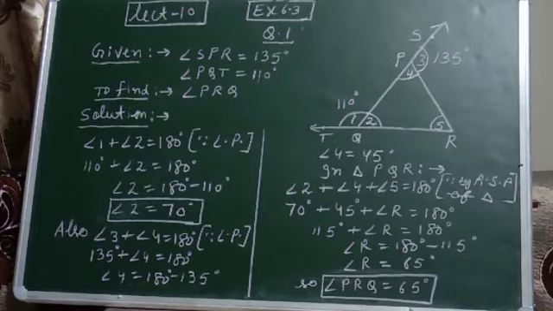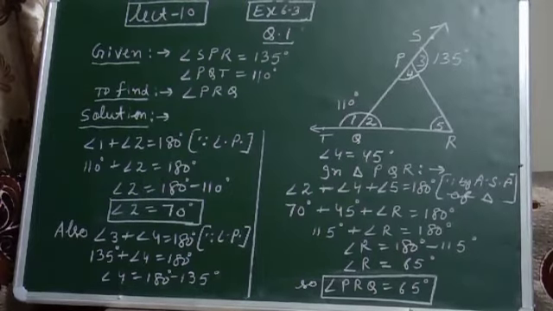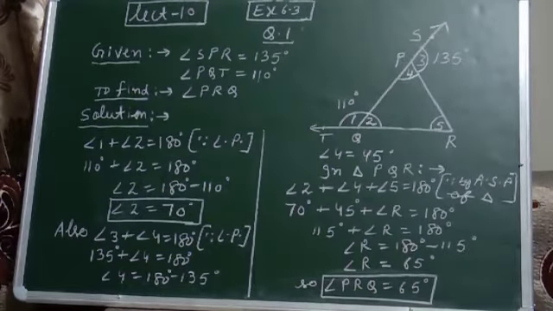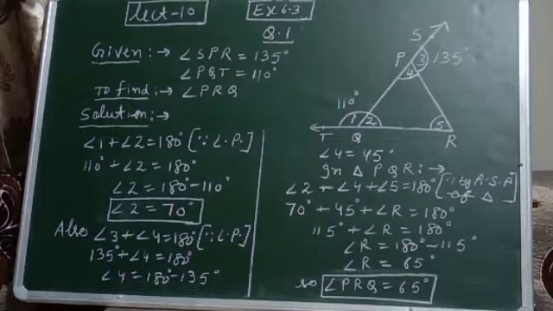Now in this third exercise, there were only two basic results. Yesterday we discussed both. First, the angle sum property of a triangle: if there is a triangle, then the sum of all three angles is 180. And second is the exterior angle: the exterior angle of a triangle is equal to the sum of the interior opposite angles. So all the results of the complete sixth chapter can be used in this third exercise, so we should know all the results of this sixth chapter.